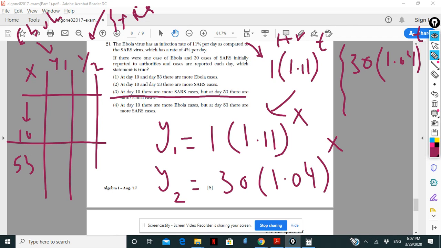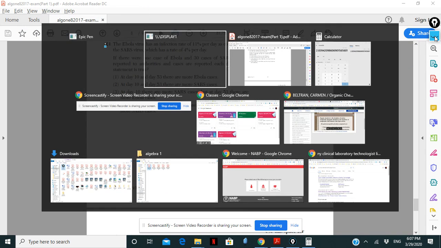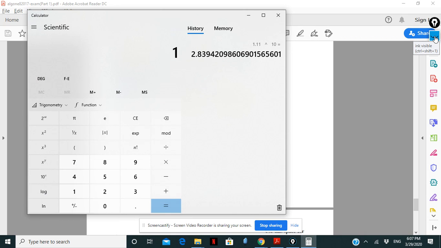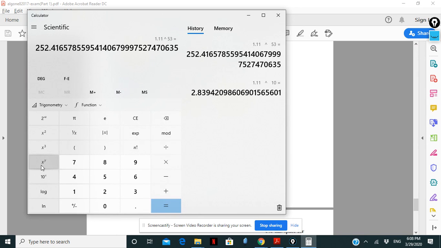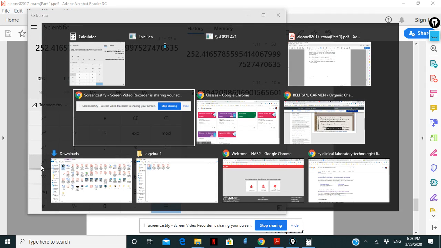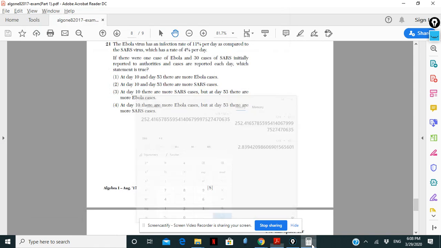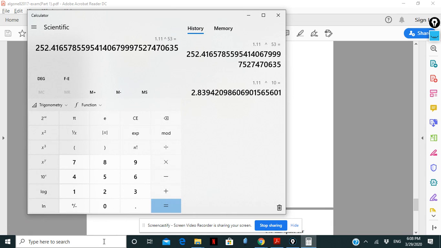Why? Look here. I'm going back to the calculator to show it to you. So here is the first one, 1.11 to power 53. So it's giving me 2.52. It's multiplying by 100, so it's 252. And if we go for the other calculator, sorry, we can do it here too.